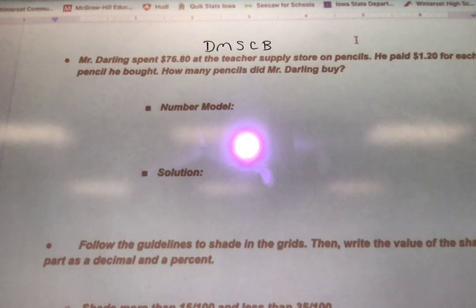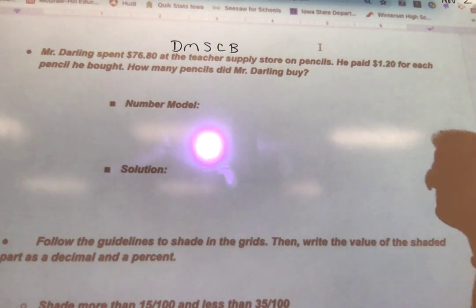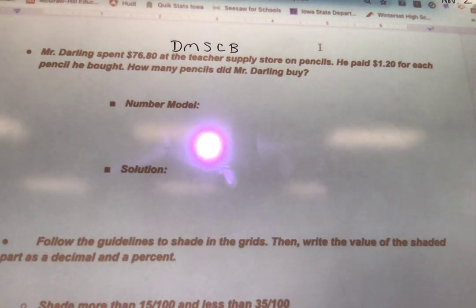All right, on the next page, we've got a word problem here. Mr. Darling spent $76.80 at the teacher supply store on pencils. He paid $1.20 for each pencil he bought. How many pencils did Mr. Darling buy?